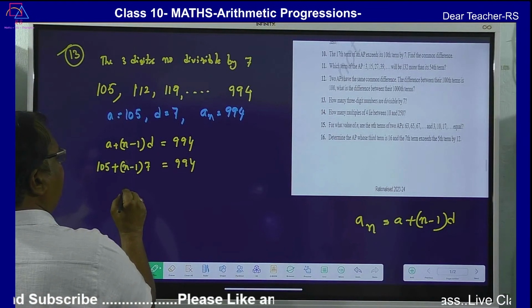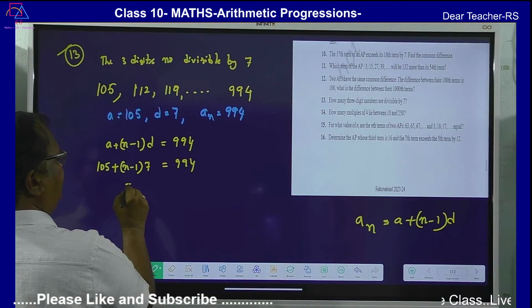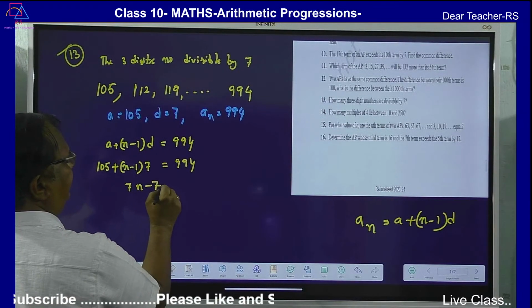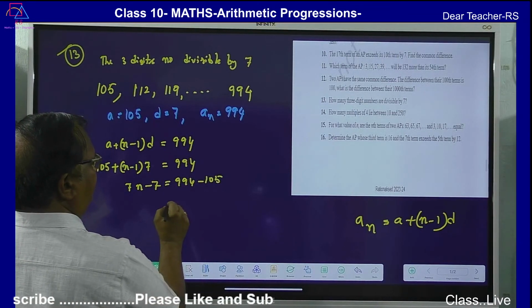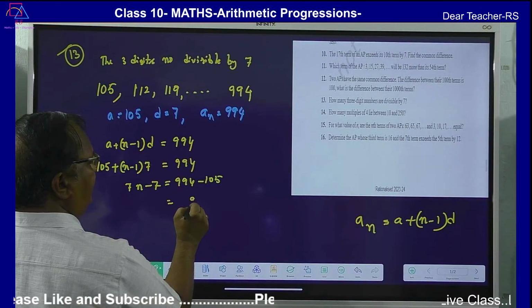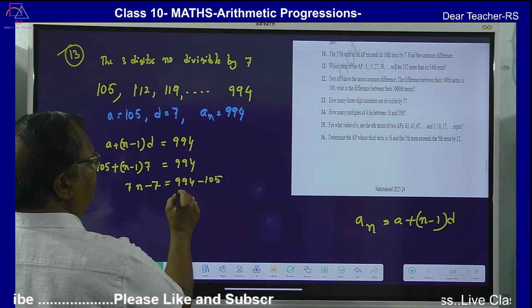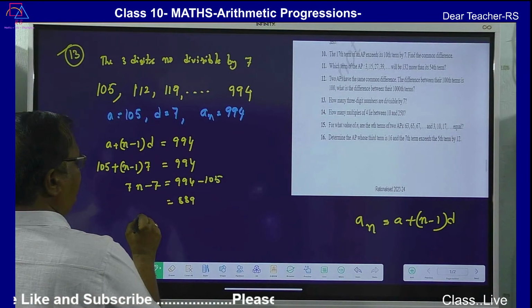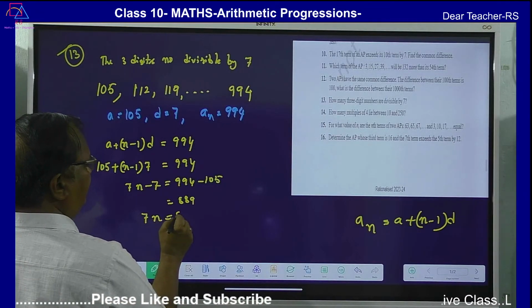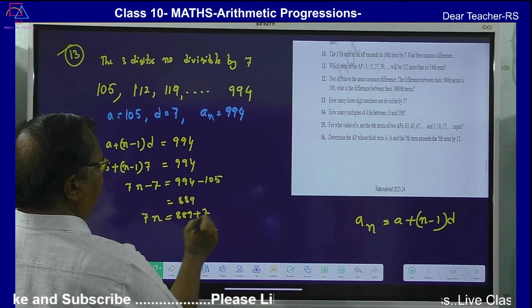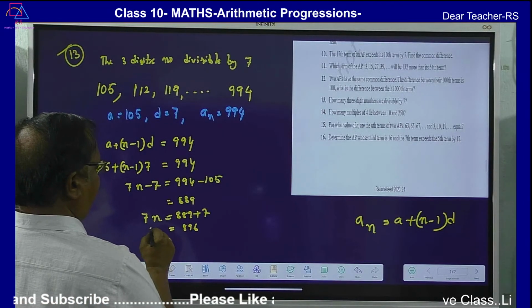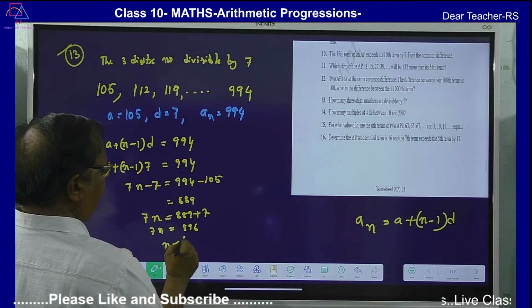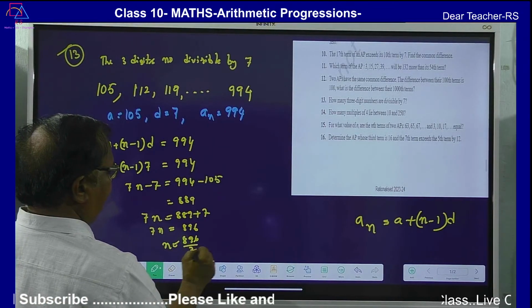Right? Send 105 to that side. 7n minus 7 is equal to 994 minus 105. So 14 minus 5, 9; 8 minus 0, 8; 9 minus 1, 8. So now send 7 also to that side. 889 plus 7, which is equal to 896. n is equal to 896 by 7.